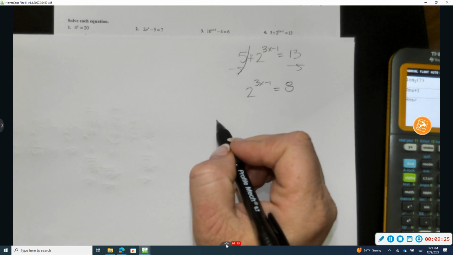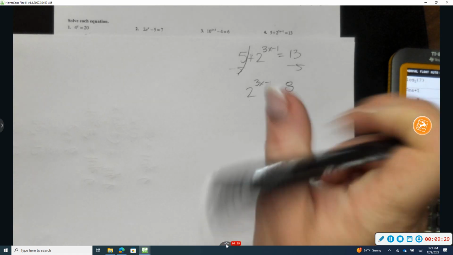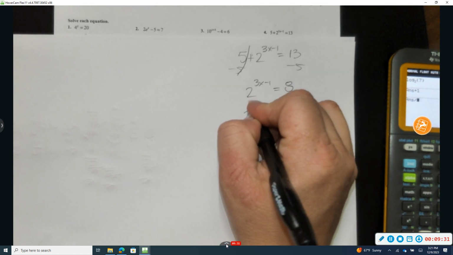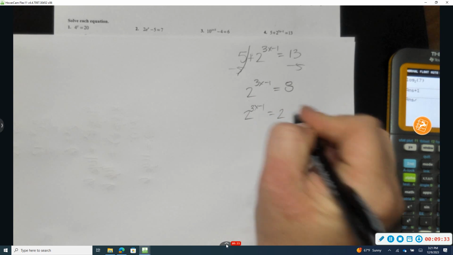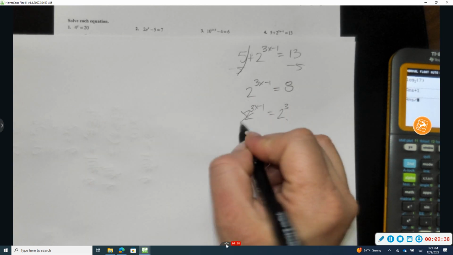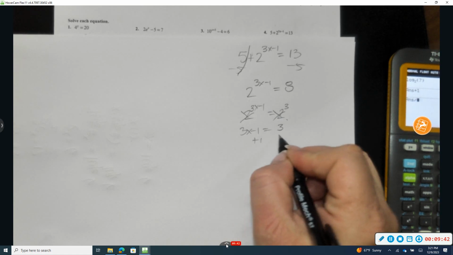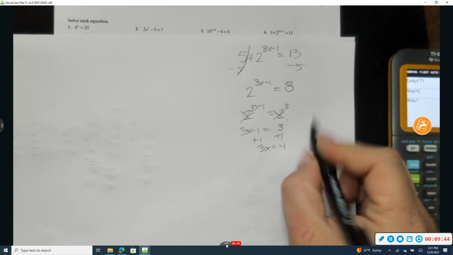So I'm going 2 to the first is 2, 2 squared is 4, 2 to the third, 2 times 2 times 2 is 8. So let's rewrite this as 2 raised to the 3x minus 1 equals 2 to the third. Now, just like number 3, when the bases are the same, they cancel out. I have 3x minus 1 equals 3. Adding 1 to the opposite side, 3x equals 4.